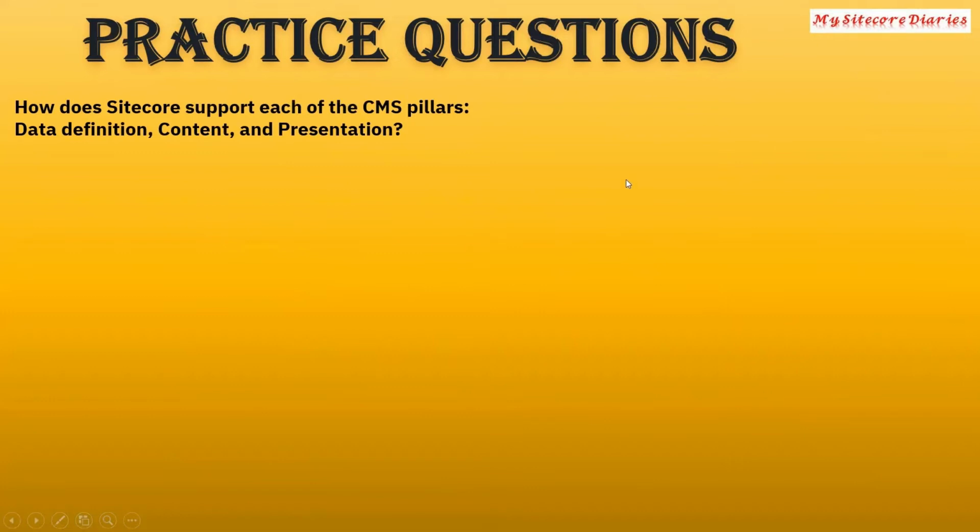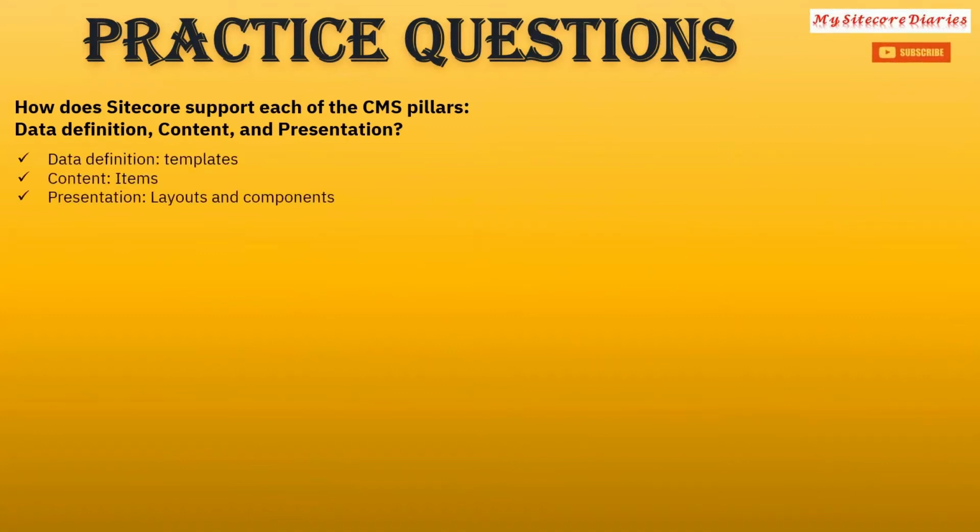The next question is: how does Sitecore support each of the CMS pillars: data definition, content, and presentation? Basically, in a CMS we have three pillars: data definition, content, and presentation. How does Sitecore create these three things? For data definition we use templates. For content we use items. For presentation we use layouts and components.